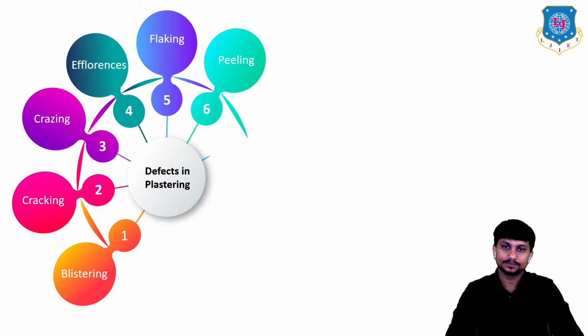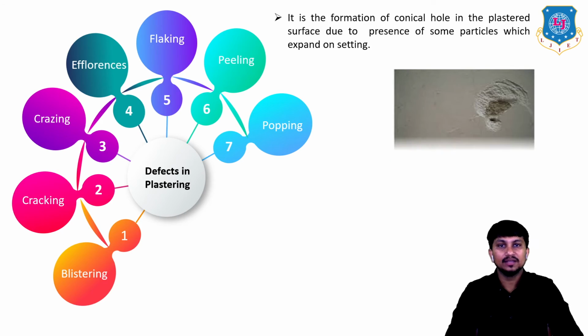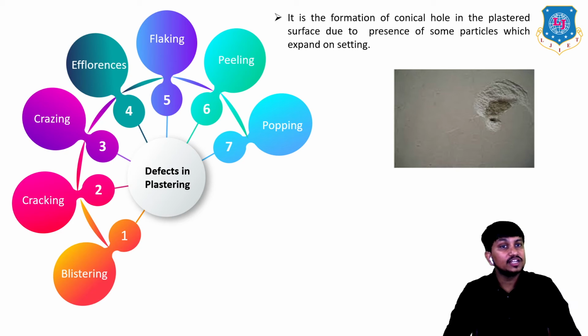Okay. Next is popping. It is the formation of a conical hole in the plaster surface due to the presence of some particles which expand on setting. Okay, so some particles expand on setting and get out from the plastering. This process is called popping. Because of that, small conical holes are formed, which is called popping.